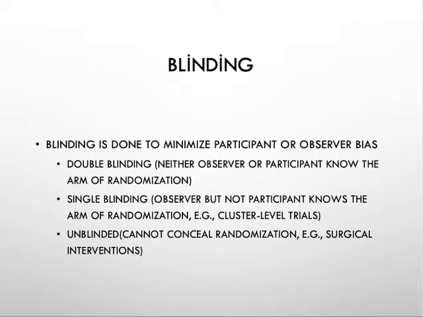Blinding is done to minimize participant or observer bias. Double blinding is when neither the observer nor the participant knows the arm of randomization. We have single blinding, where the observer, not the participant, knows the arm of randomization, for example, in cluster level trials. And unblinded, where we cannot conceal randomization, for example, in surgical interventions.